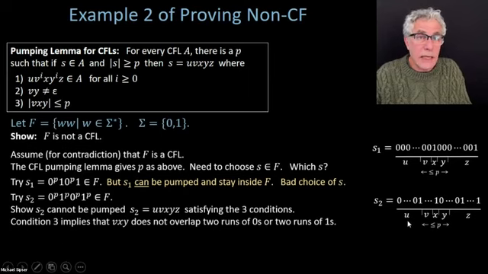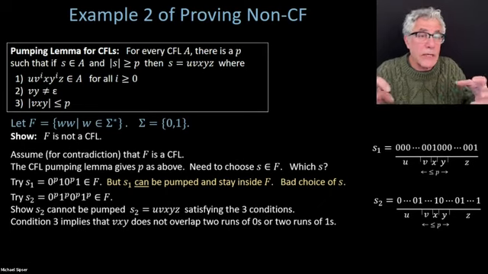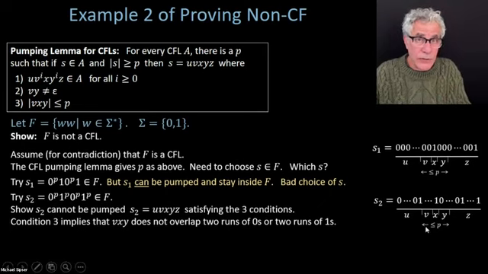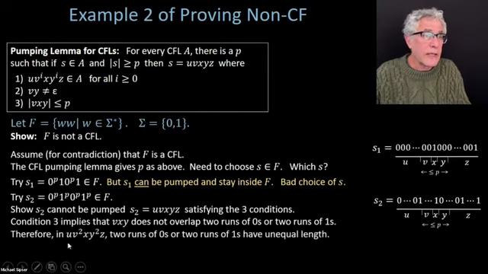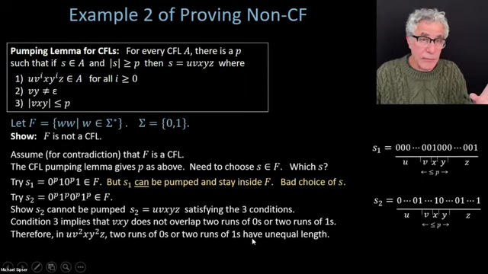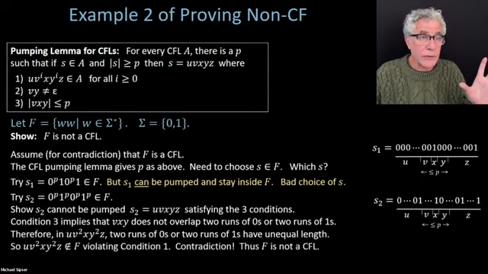Condition 3 says VXY doesn't span too much, and in fact can't span 2 runs of zeros or 2 runs of ones. It's just not big enough because they're more than P things. They're P things apart, and this string VXY is only P long. And so therefore, if you repeat V and Y, you can have 2 runs of zeros or 2 runs of ones that have unequal length. And now that's not going to be of the form WW, and you're going to be out of the language.